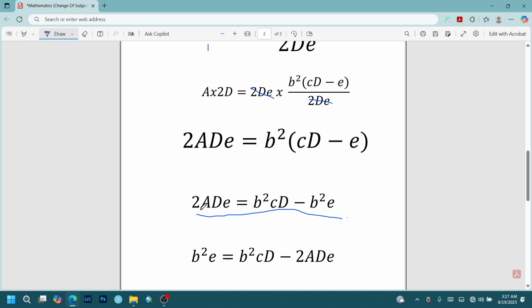But here, our variable is a positive number, so it will jump the equal to sign to the other half of the equation and become negative, right? Also, when you check the equation, the other variable that doesn't have a d component in it is negative b square e. So this negative b square e is a negative variable.